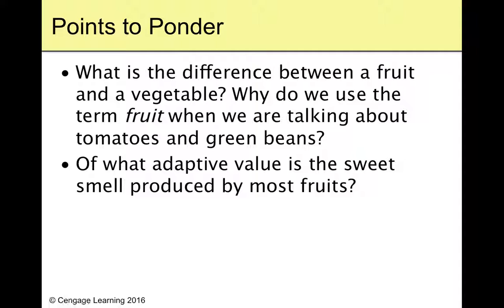So that's your chapter. What's the difference between a fruit and a vegetable? Hopefully you know that at this point. Why do we use the term fruits when we're talking about tomatoes and green beans? Whether or not a tomato is actually a vegetable or a fruit went to a court case, actually. Of what adaptive value is the sweet smell produced by most fruits? And there's a couple of questions that you should be able to answer.